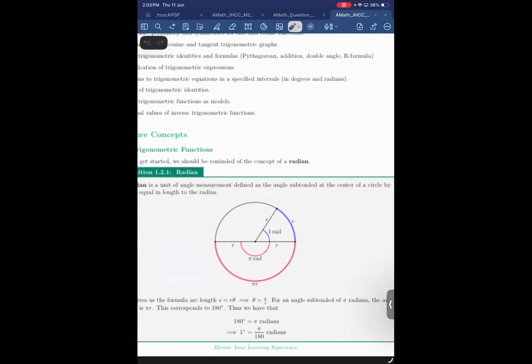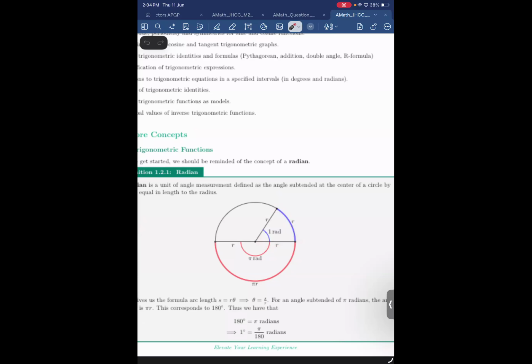So what is a radian? A radian is a unit of measurement, which is the angle subtended at the center of the circle by an arc equal in length to the radius. Of course that's a pretty complex definition. But if you look at the diagram, the arc length is this and the radius is this. If the arc length is equal to the radius, then this angle here is 1 radian.